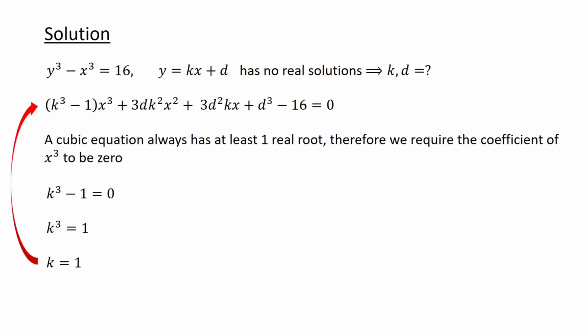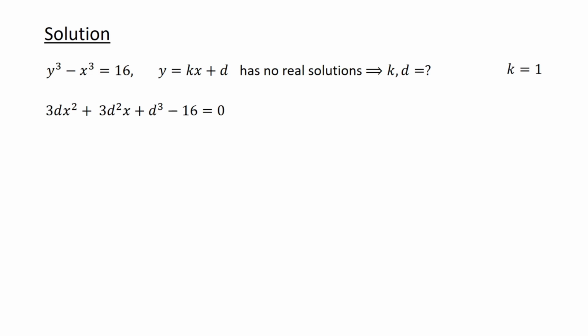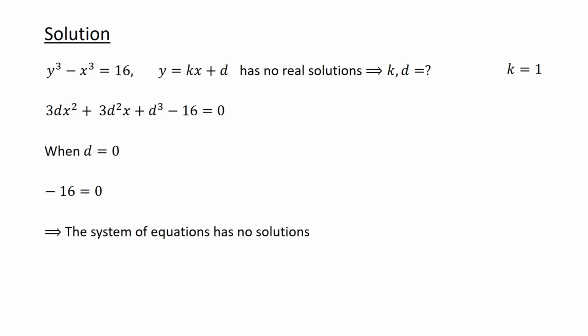Substituting k equals 1 into the equation, we get 3dx squared plus 3d squared x plus d cubed minus 16 equals 0. When d equals 0, the equation reduces to minus 16 equals 0, which is impossible. Therefore, the system of equations has no solutions when d equals 0. So one possible value of d is 0.